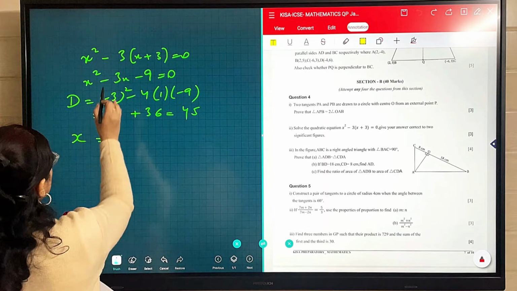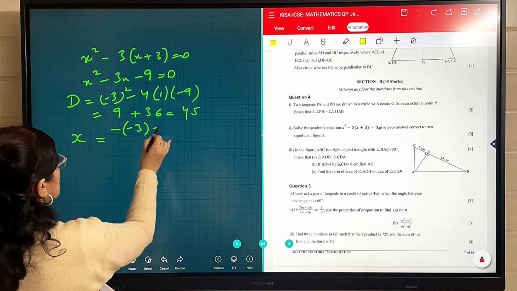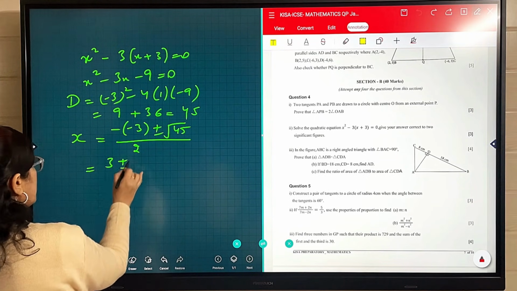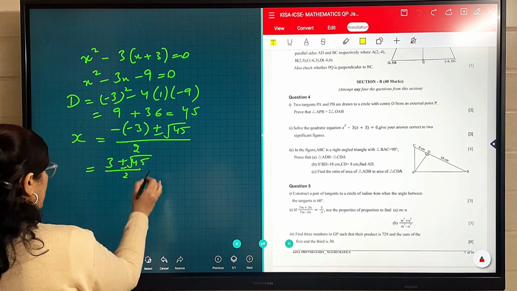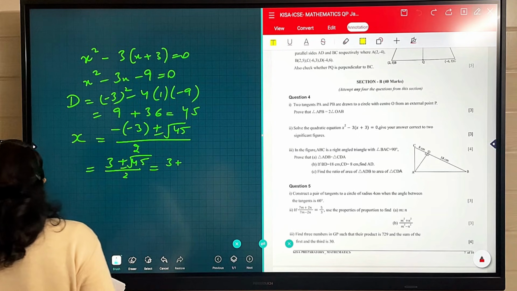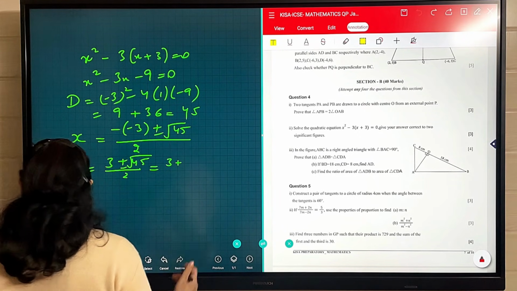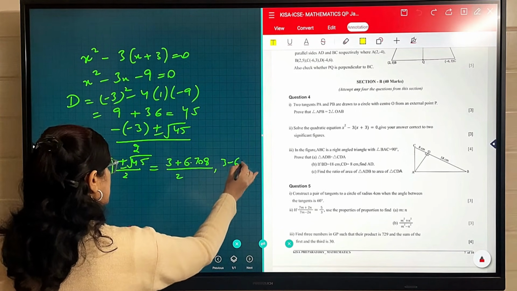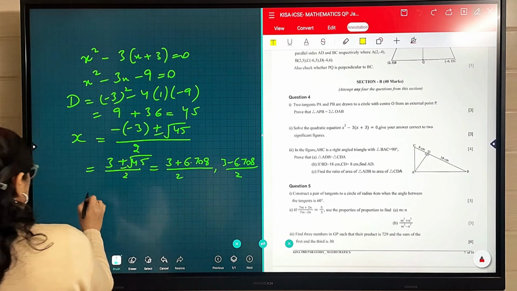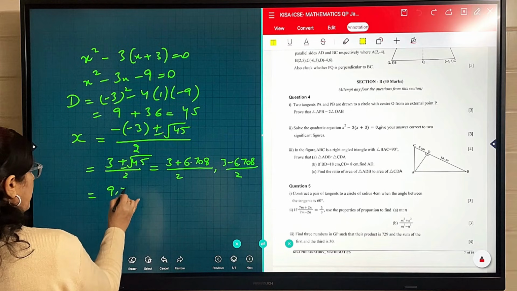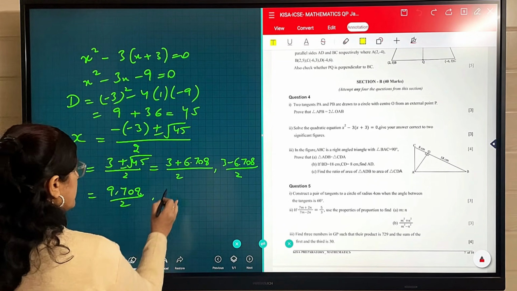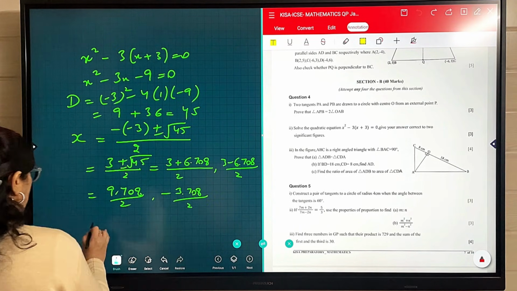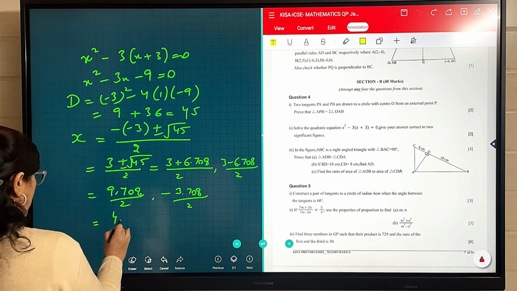For the exact value of x, we take minus b, so minus of minus 3 plus or minus under root 45, upon 2a, where a is 1 in this case. So we get 3 plus or minus under root 45 upon 2. The value of under root 45 from the table is 6.708. So one root is 3 plus 6.708 upon 2, and another is 3 minus 6.708 divided by 2. When we add, we get 9.708 divided by 2, and when we subtract, we get minus 3.708 divided by 2.